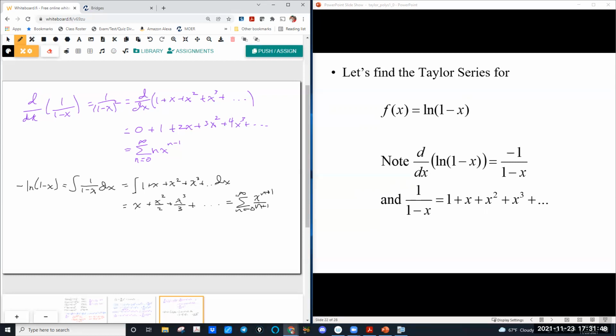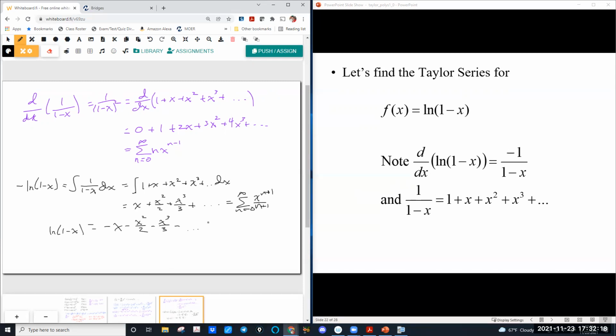None of that has changed. Here's what's going to be a little bit different. This is the Taylor expansion for negative ln of 1 minus x, this negative sign here. So if we want the Taylor expansion for ln of 1 minus x, we have to multiply all the terms by a negative. So minus x squared over 2 minus x cubed over 3 minus dot, dot, dot.